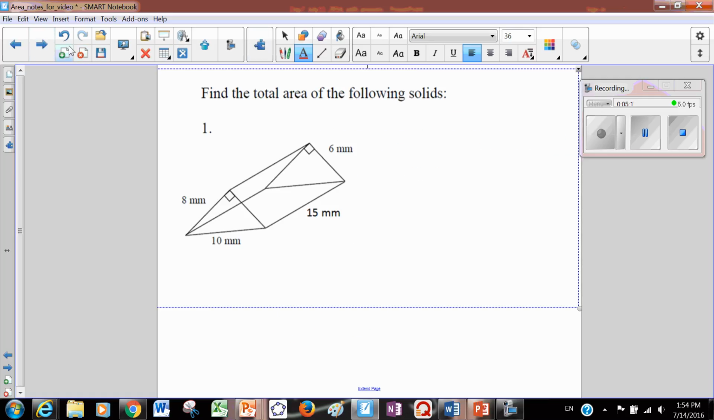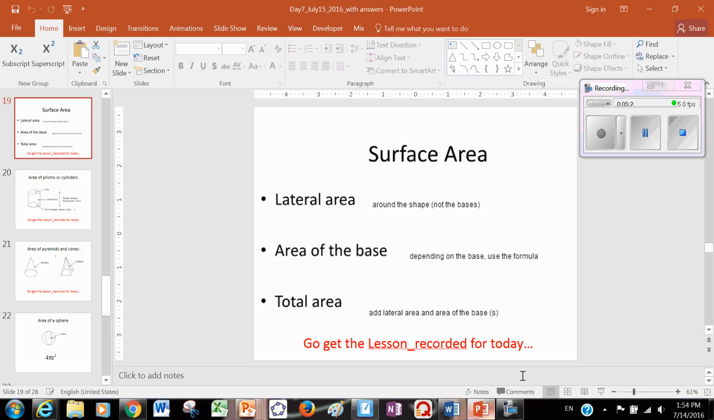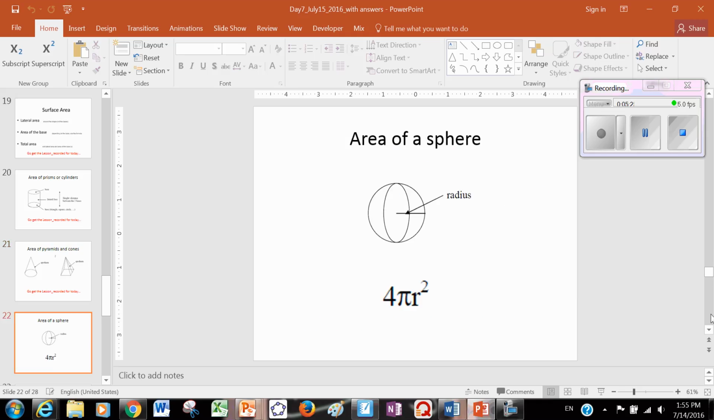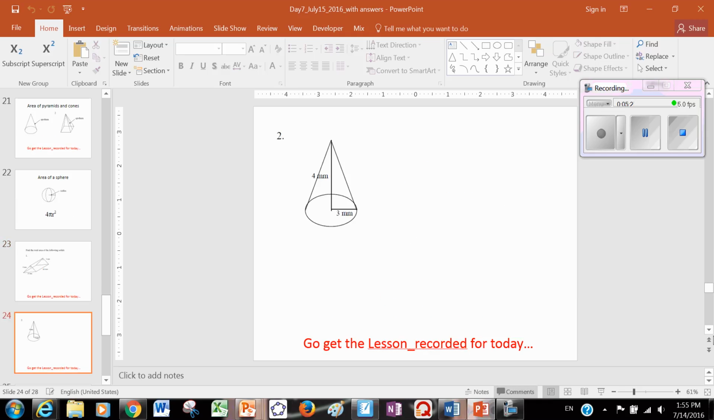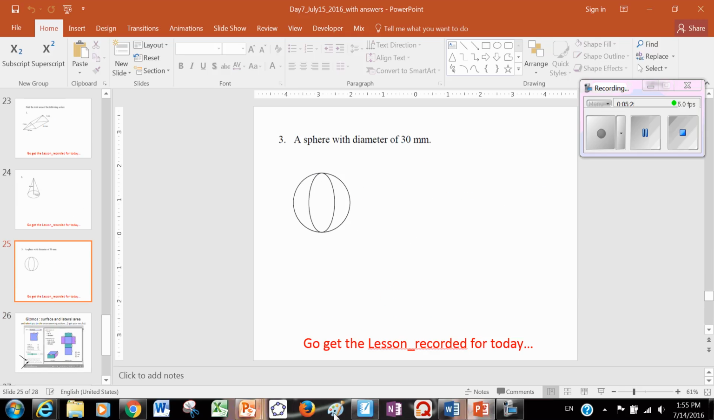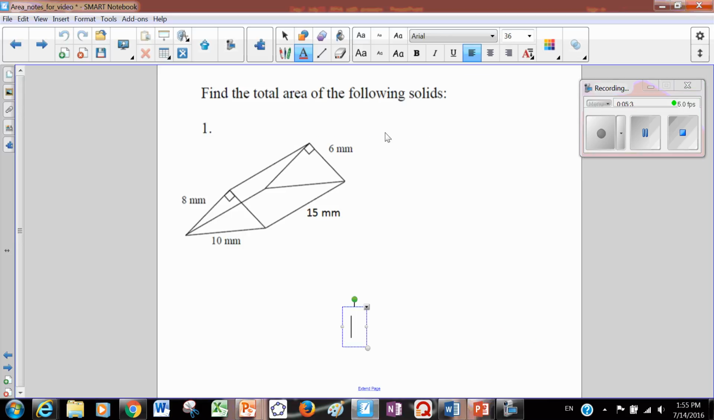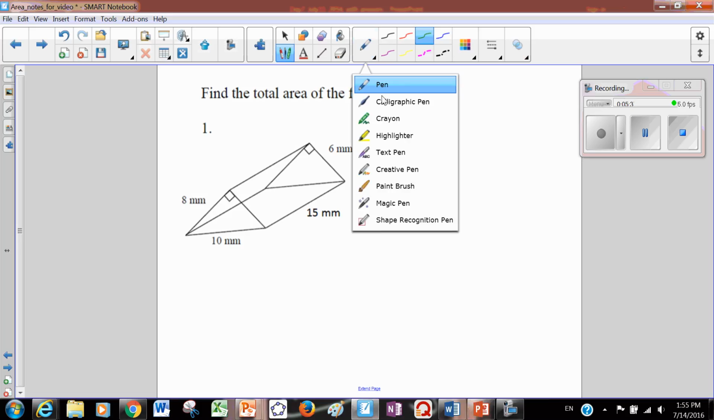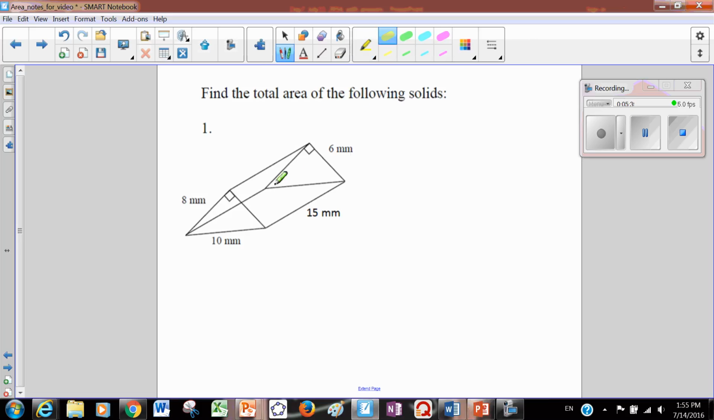Good. Now, what kind of problem do we have to do? For example, if we want to find here the total area of the solid, what are we going to do? Well, I would start with the base. First, you have to identify your base. The base is the shape that is repeated twice. So this is my base, and I have another base here.